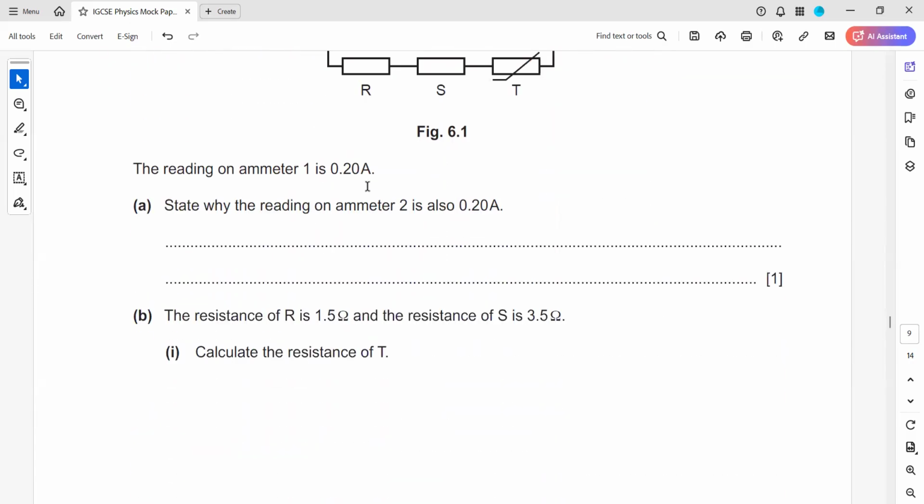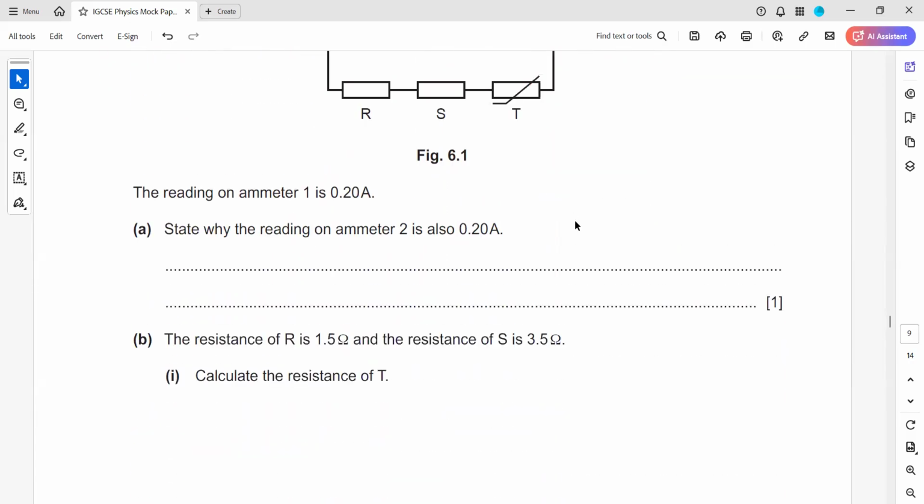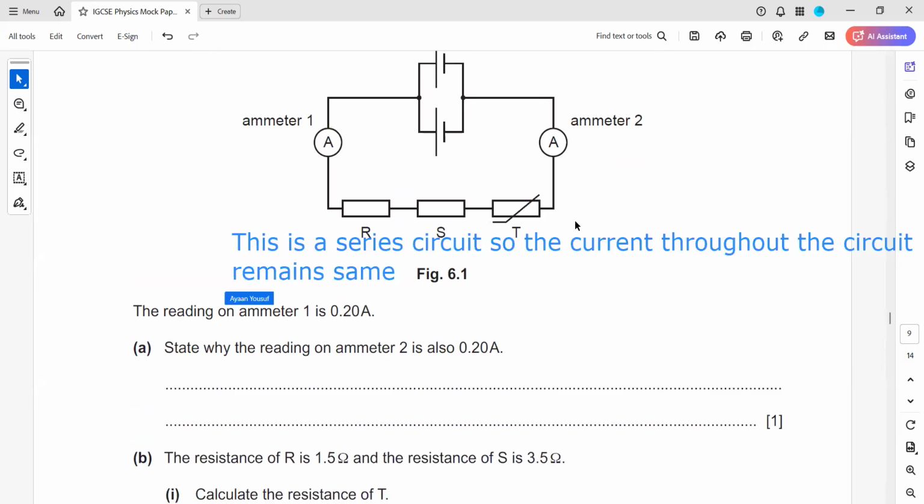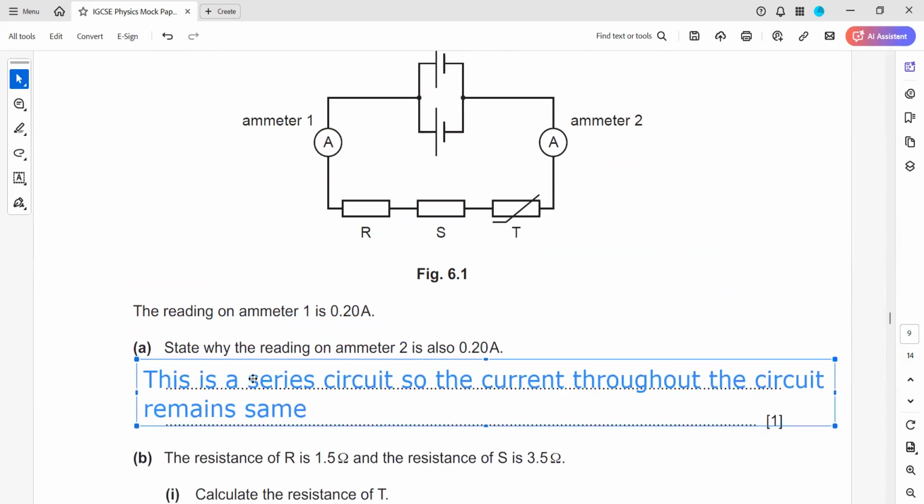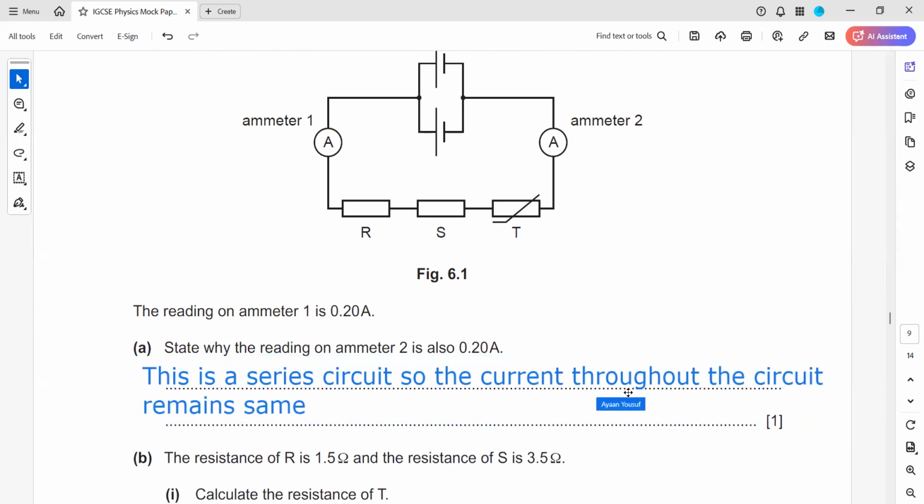Now, why is the reading on ammeter 2 0.2 ampere? What is the reason for that? This is a series circuit, so in a series circuit the current remains the same throughout the circuit. If 0.2 ampere is entering ammeter 1, the same 0.2 ampere will leave the circuit. The total current entering any point is always equal to the current leaving that point, and in a series circuit the current is the same.